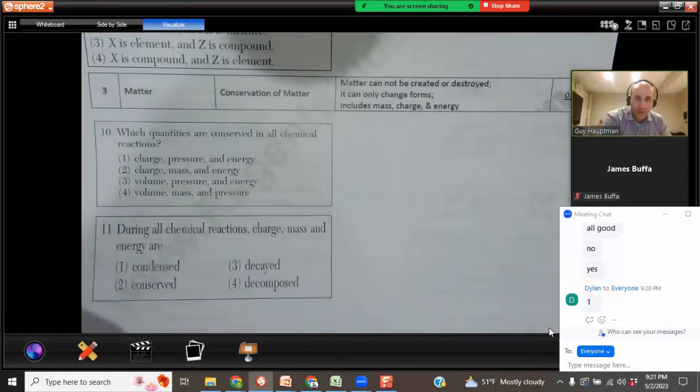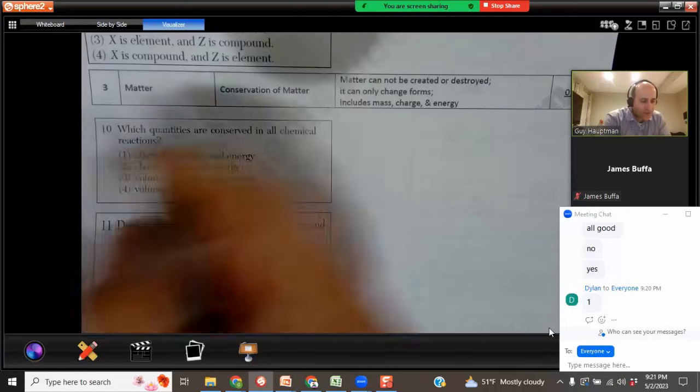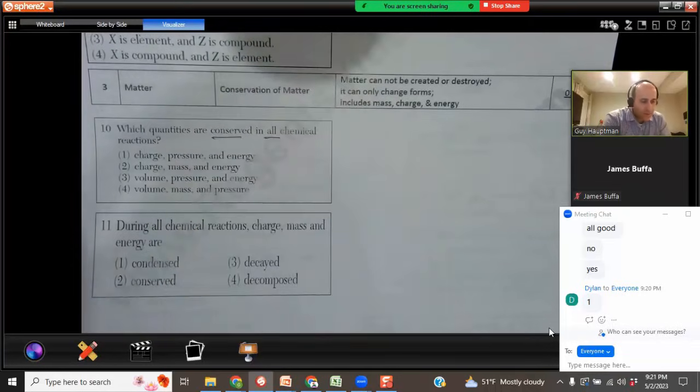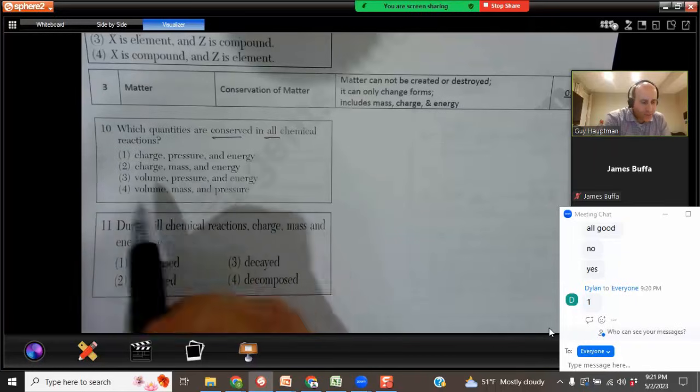So our first question, now this is only 2 questions here, so it's not an overly asked concept, but it's an easy concept. So which quantities are conserved in all chemical reactions? What do you guys think on question number 10?